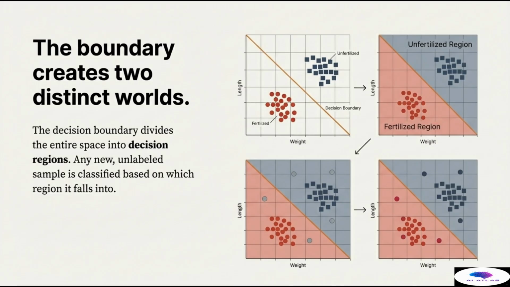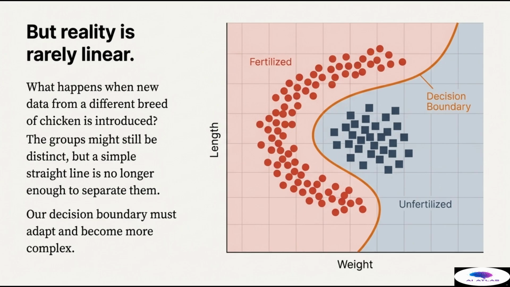Notice the four charts here. The top right chart shows the clear separation into regions, and the bottom row illustrates how new, unknown data points are instantly classified based purely on which decision region they land in. The decision boundary turns an abstract space of measurements into two concrete classification worlds. While the linear decision boundary works perfectly for simple, well-behaved data, reality is rarely so neat.